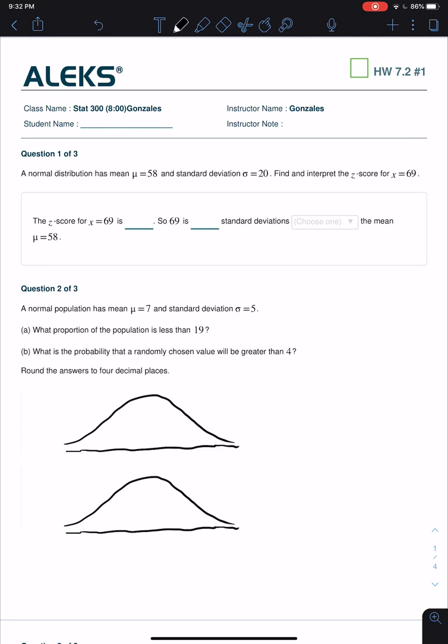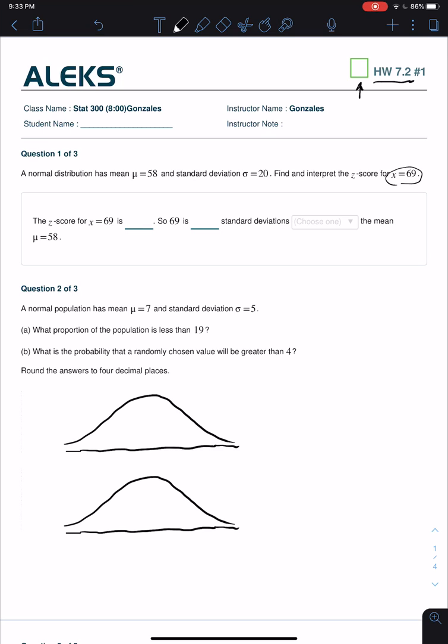I'd like to do some problems out of ALEKS for you today, and these problems are going to be out of ALEKS under the section of assignments, which are symbolized by this green box. And this is homework assignment HW 7.2. This first question, number 1, talks about converting a raw value, raw score, into a z-score.